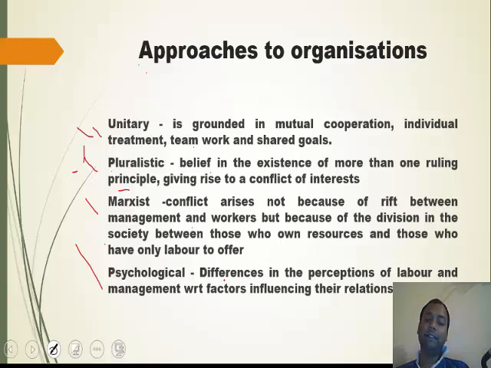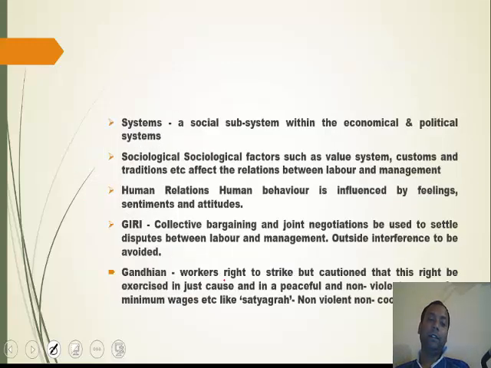Psychological approach is differences in the perceptions of labor and management with respect to factors influencing their relations, that is, wages. Systems: a social subsystem within the economical and political systems. Sociological factors such as value system, customs and tradition, etc. affect the relations between labor and management.